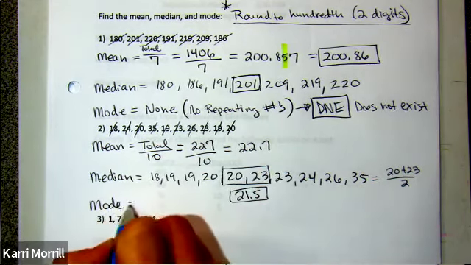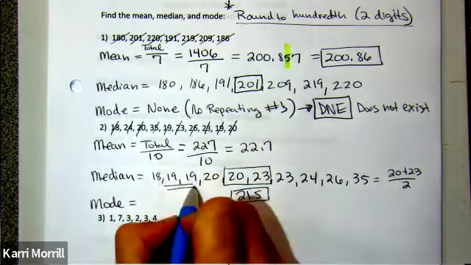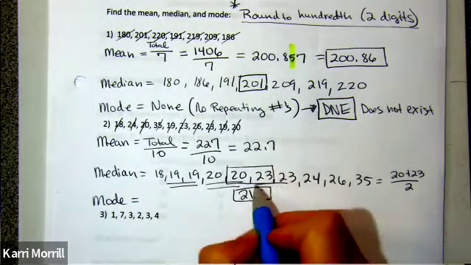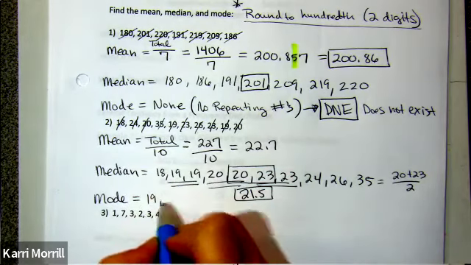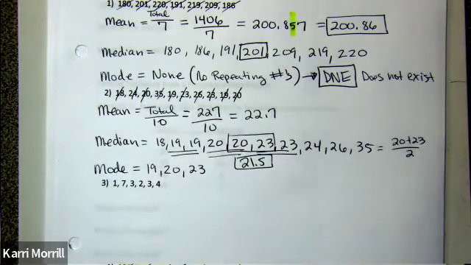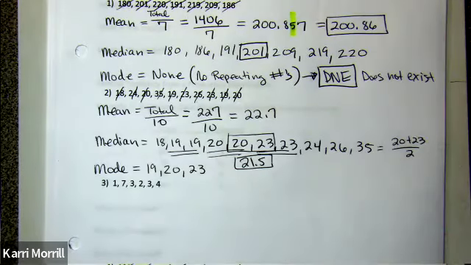Your mode is the number that repeats the most often. So I noticed that 19 repeats 2 times, 20 repeats 2 times, and 23 repeats 2 times. Since they repeat the same amount of times, one isn't above the other, basically. So we actually have 3 different modes. We have 19, we have 20, and we have 23. So it's not just one single mode, since they repeat the same. Now, if you would have had, say, 3 19s, then 19 would have been the only mode, because it would have repeated more than the others, okay?